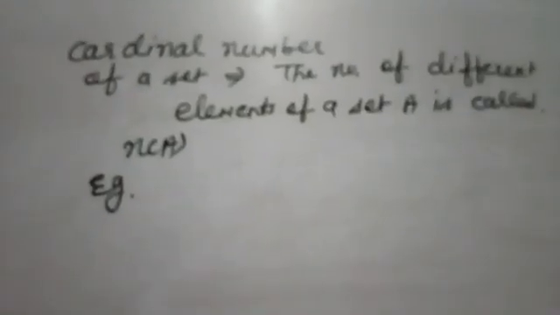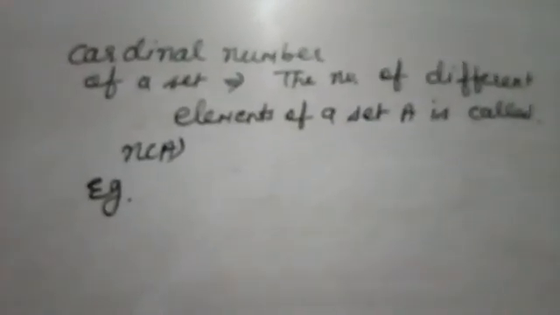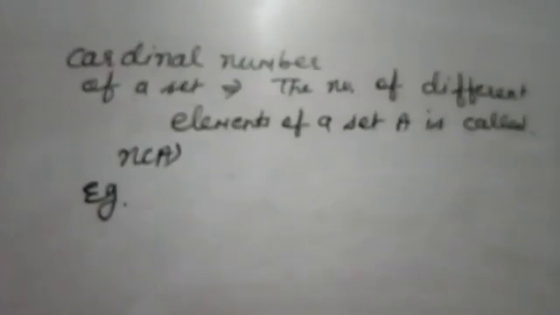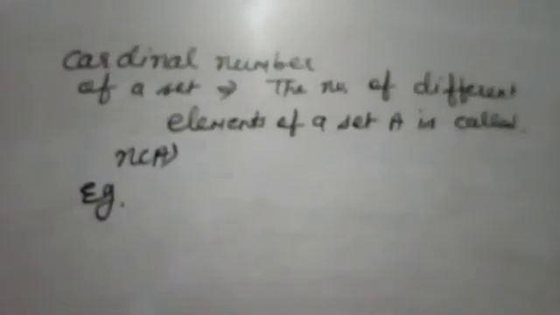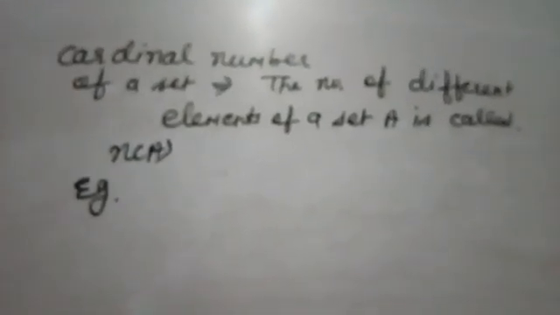We will continue our class with the question number 3. In the question number 3, one more new thing is there, that is cardinal number of a set. Our book exercise number 4.2, and the question number 3 is there. Write the cardinal number of the following sets. It means here you have to find out the number of elements in each set.